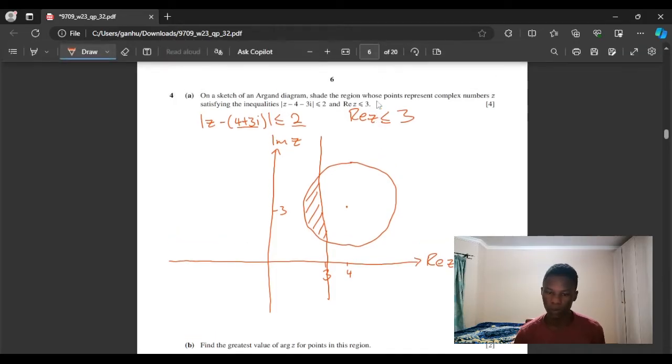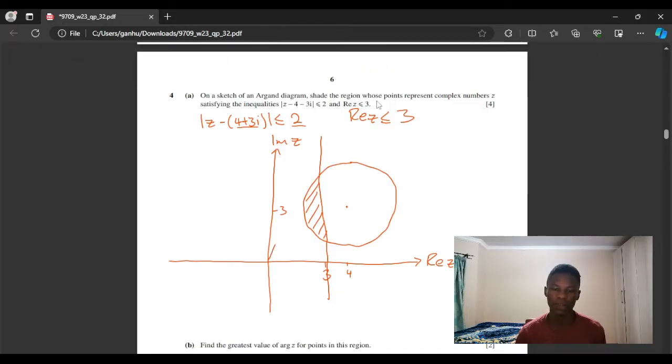Okay, so arg z is the angle from the positive real axis. It would look something like this. Let me use a different color. So the angle that we are looking for would be this angle. This would be our arg z.